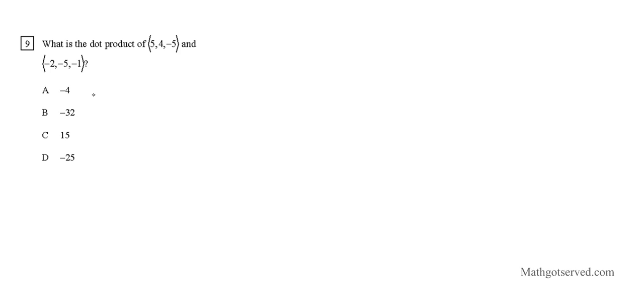Question number 9 says, what is the dot product of these two vectors? So let's set it up. We have the vector 5, 4, negative 5, and we're dotting it with another 3D vector, which is negative 2, negative 5, negative 1. All you simply do here is multiply the x's, the y's, and the z's, and then find the sum of the products. That's how you find the dot product.